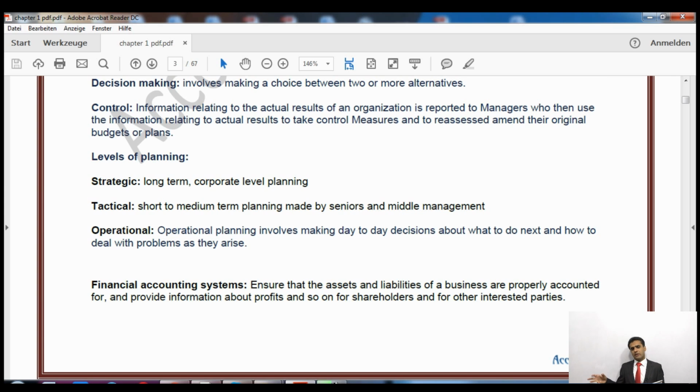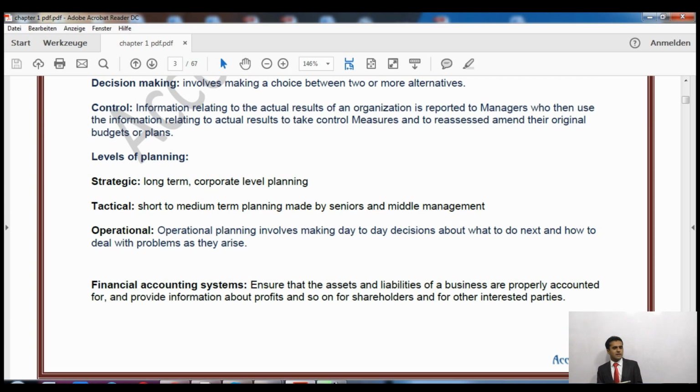So he will be able to make the decision based on your information. So he will be able to control that leakage, you can say, or the loss. So that is a control. So that was the process of decision making.